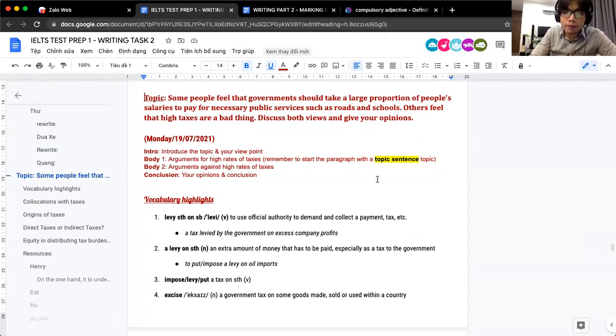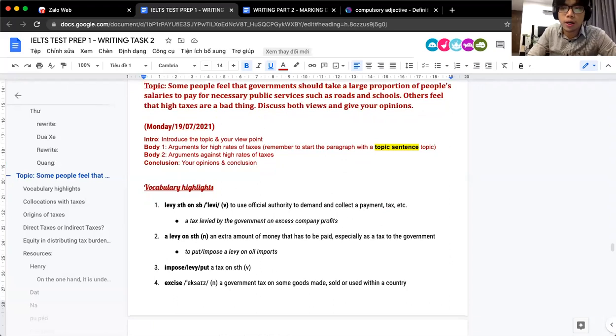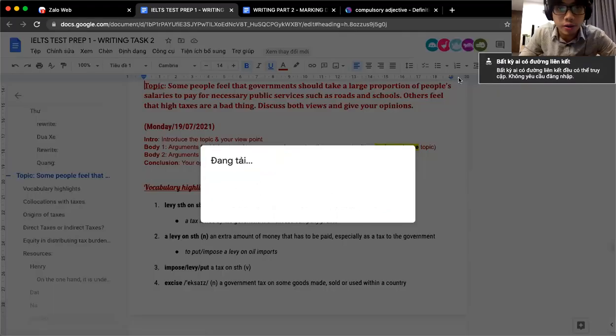Okay, if you don't have any questions about the criteria, then go on and read this vocabulary list. All right, we'll discuss it in a few minutes.